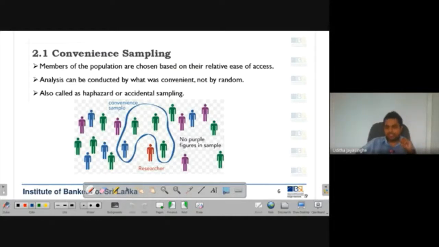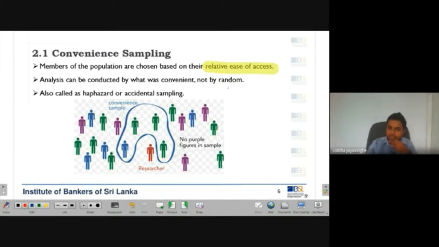That is the whole idea. Members of the population are chosen based on their relative ease of access. Ease of access. Let me highlight that word. Relative ease of access. Analysis can be conducted by what was convenient, not by random. See, not by random. If a random methodology is being used, it's a probabilistic oriented one. Also called haphazard or accidental sampling.